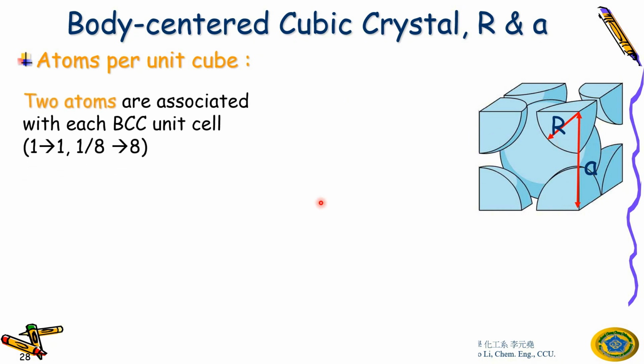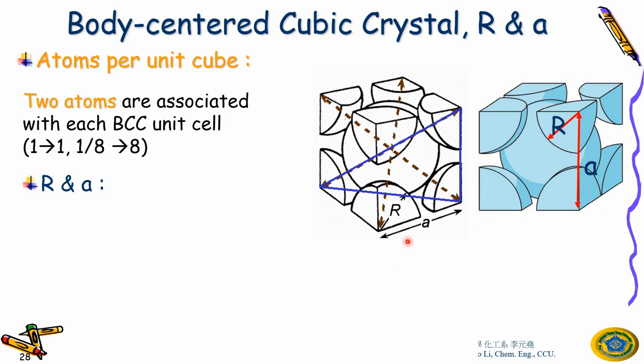So, how many atoms in this? How many atoms per unit cell? As I told you, you have one eighth atoms located in the 8 corners. So 1/8 times 8, that means 1 atom, right? And you have 1 in the center, that means you have 2 atoms. Okay? How about the relationship between the radius and the edge, the length of the cube edge?